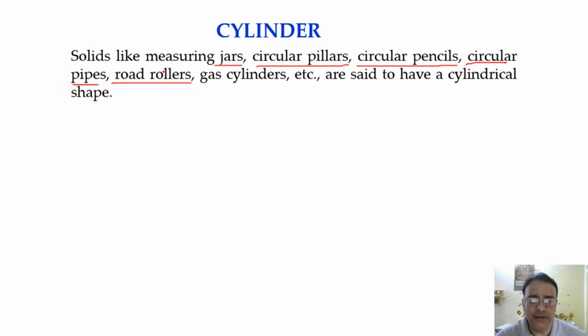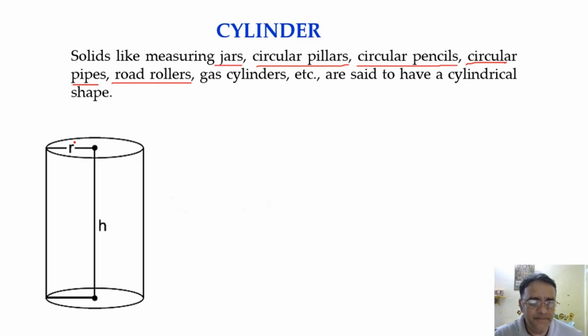Have you seen road rollers? And in cricket, you must have seen that a roller is used to flatten the pitch, right? Yes, sir. That is also an example of cylinder. Gas cylinder, etc. are said to have a cylindrical shape. So this is the shape actually, and this is the radius and height.